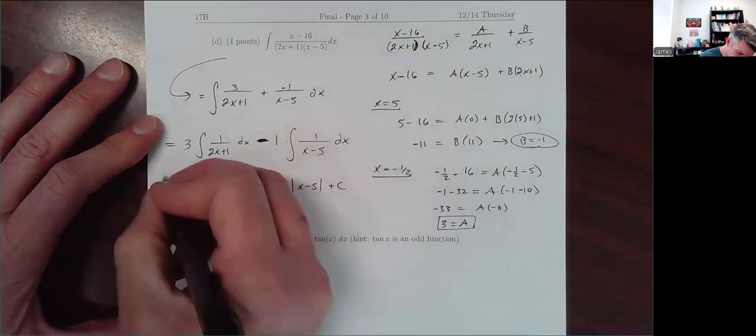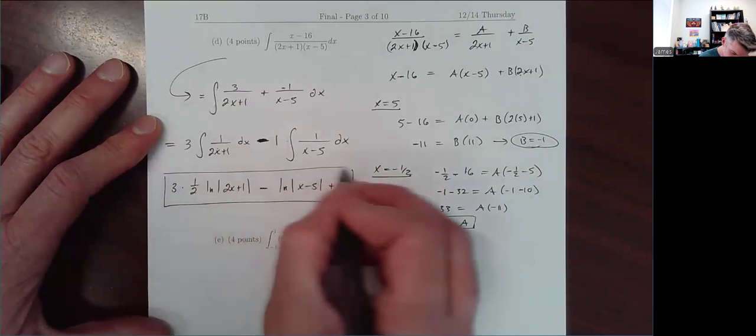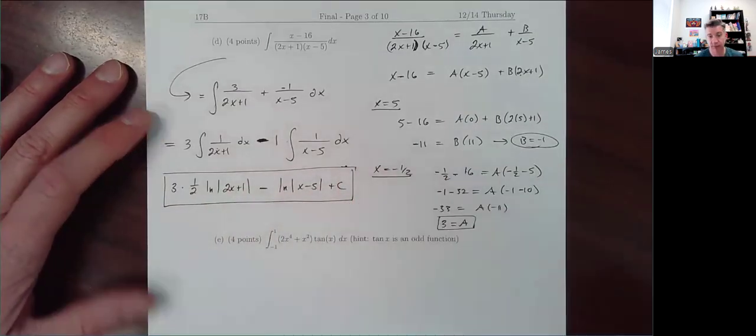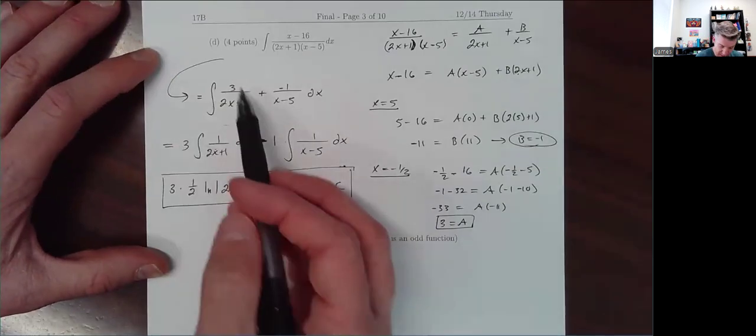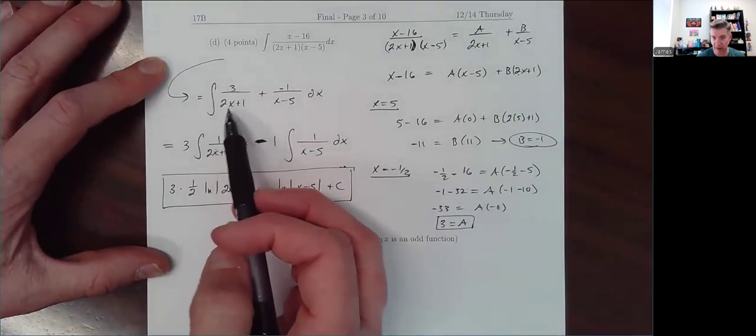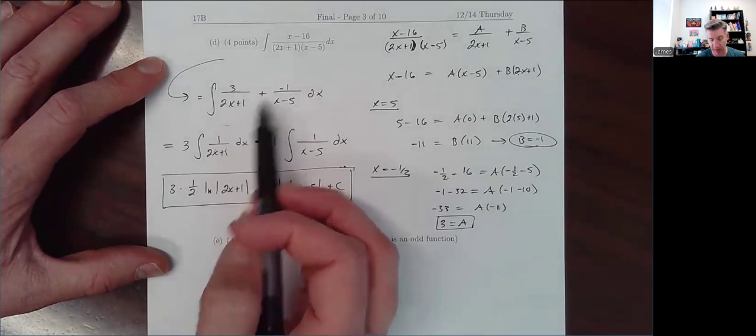I think that's enough work, personally. And again, I think you can really skip this step. I'm just imagining this as 3 times 1 over 2x plus 1, and this is negative 1 times 1 over x minus 5.